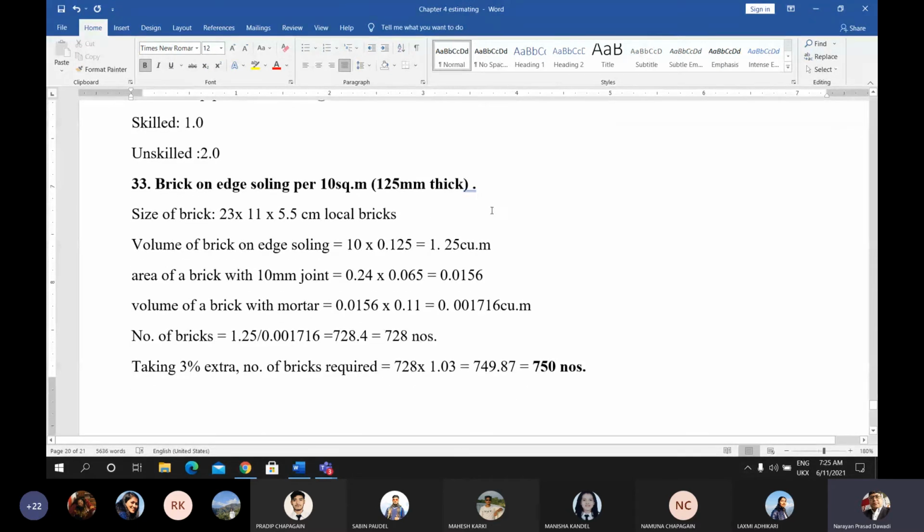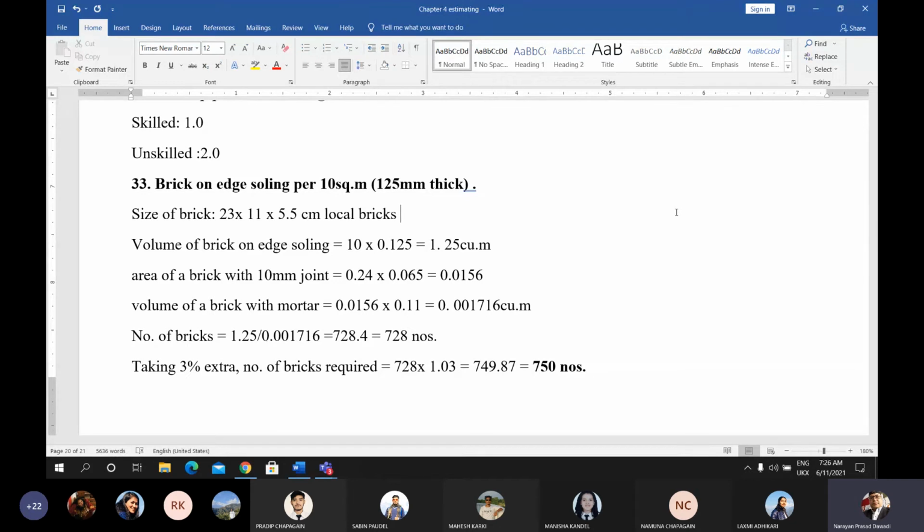Now, 33. Brick on edge soling for 10 square meter. The thickness of the brick soling is 125 mm, 12.5 centimeter thick brick on edge. Size of the brick can be taken as local brick of 23, 11 and 5.5 centimeter. For the edge soling, the brick is laid sidewise, not breadthwise. That's the edge soling.